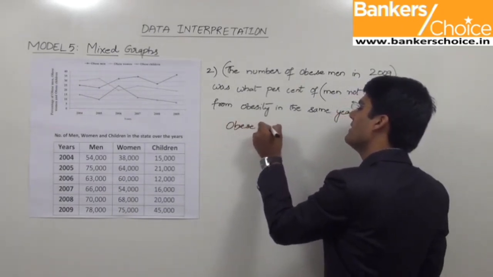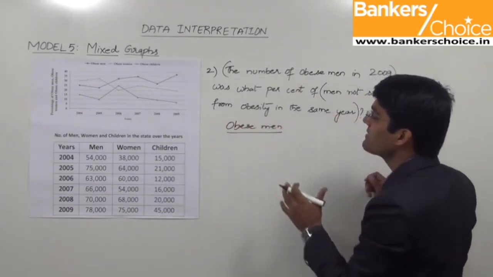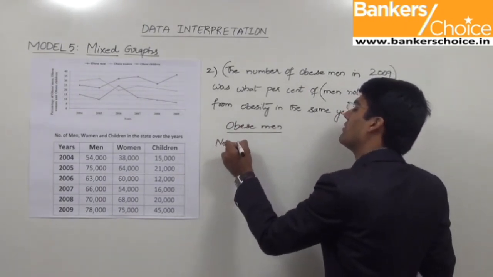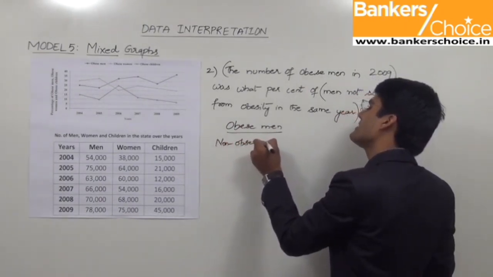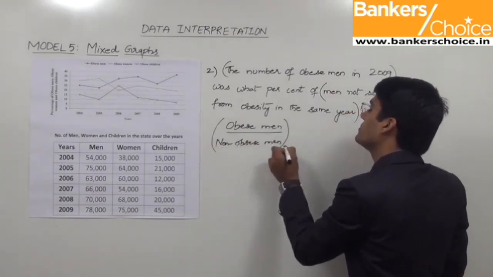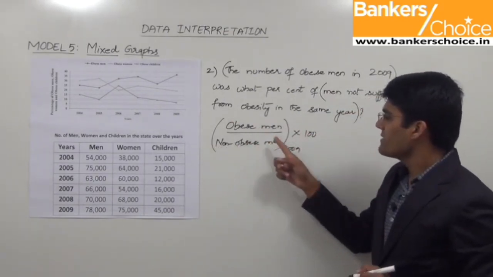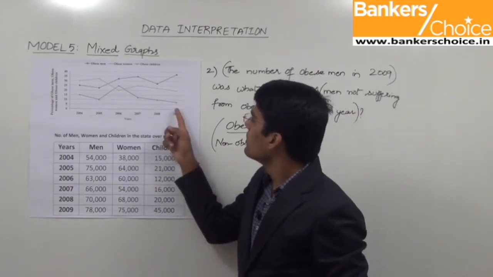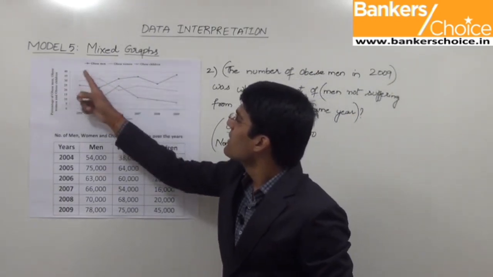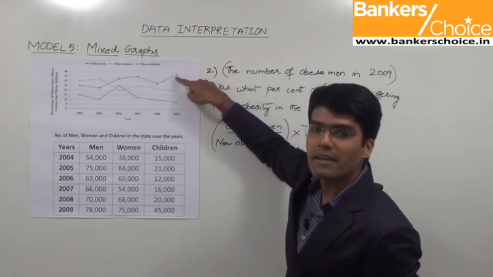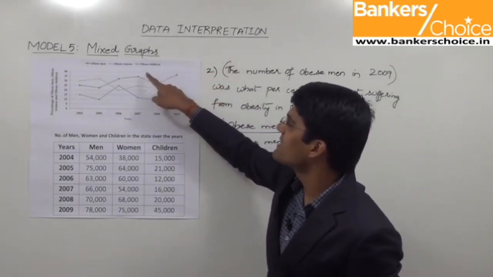So X is obese men, and Y is the men who are not obese. Let's take it as non-obese men. So obese men by non-obese men for the year 2009 into 100. Now we know that the obese men in 2009 will be equal to 37.5%. We find that this particular point here is between 35 and 40, so it can be taken as 37.5.